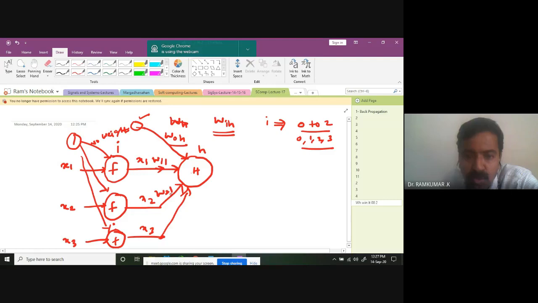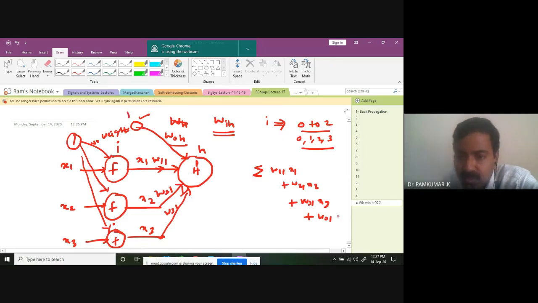Can you tell me this is W21, W31? This is neuron number 1 in the hidden layer. So what will it do? It will take the summation of all this: W11 X1 plus W21 X2 plus W31 X3 plus this W0H. Okay, this summation. X0 is 1. Therefore, the value it is going to receive is 1, into W0H. So this is a bias we are talking about.